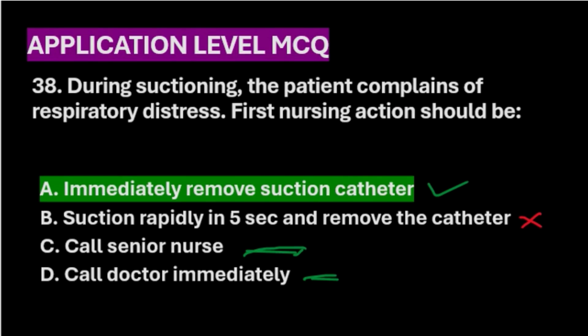This is an application level multiple choice question. Here the condition is that during suctioning the patient complains of respiratory distress. The maximum time allowed for suction is 5 to 10 seconds. So if the patient is getting distress, you have to immediately remove the catheter and see whether the saturation is improving or not. Suctioning rapidly again in 5 seconds will further worsen the condition, so this is absolutely a wrong answer. Calling the senior nurse and calling the doctor immediately can be done, but it is not the first step. The first step is to immediately remove the suction catheter.